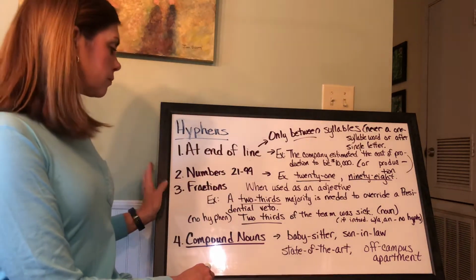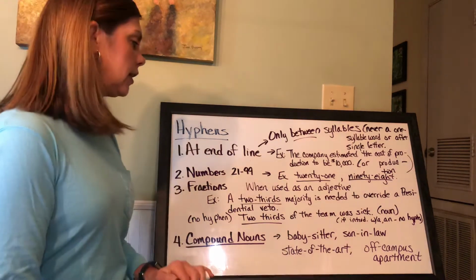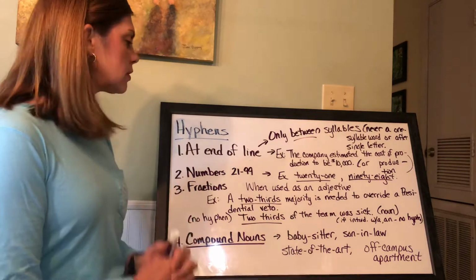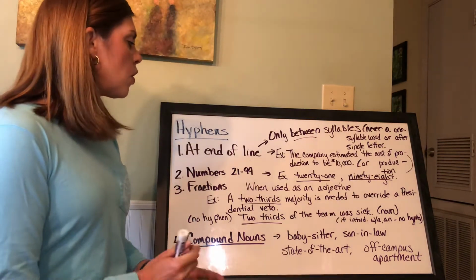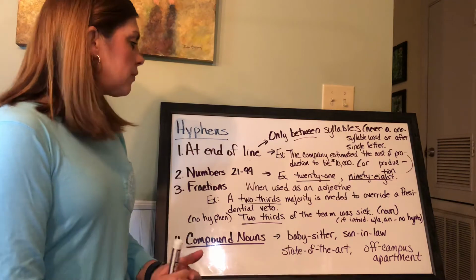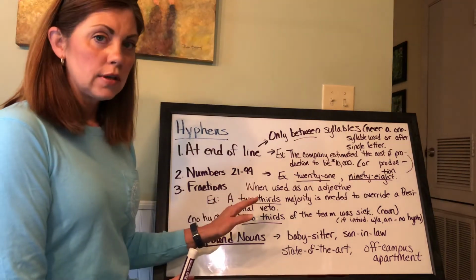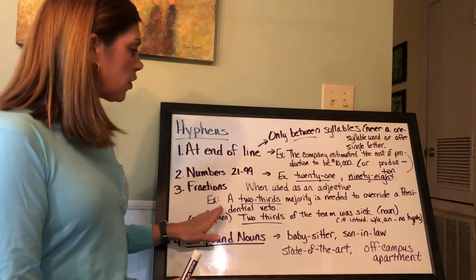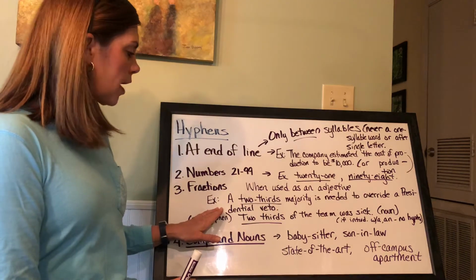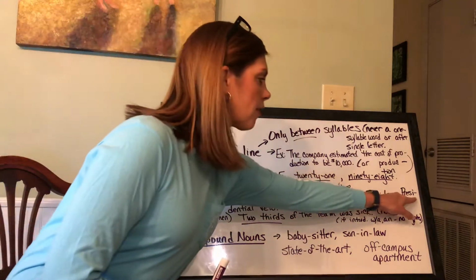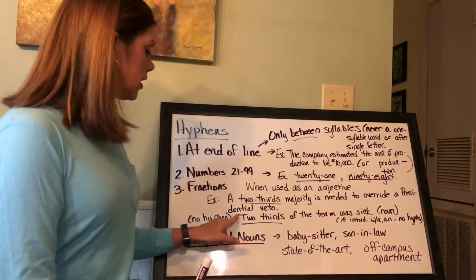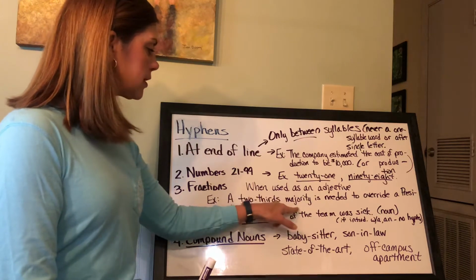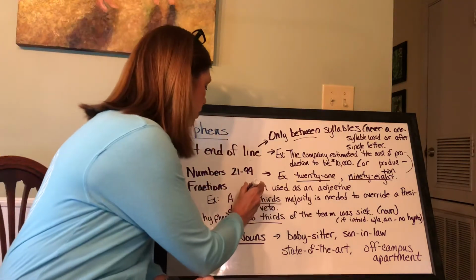Number 3. Fractions. Fractions are a little tricky, and I even looked up some different rules on this, and even I had a little bit of trouble seeing what's actually clear. But the general rule of thumb is if it's an adjective, if you're using it to describe a noun, you use a hyphen. A two-thirds majority is needed to override a presidential veto. Now look right here, we have our hyphen here for two-thirds, because this describes the type of majority. So this is your adjective.